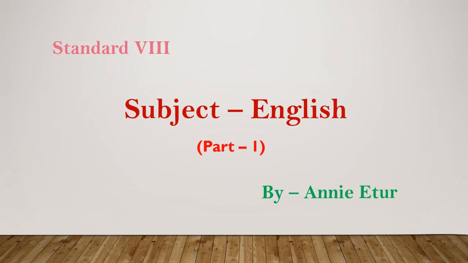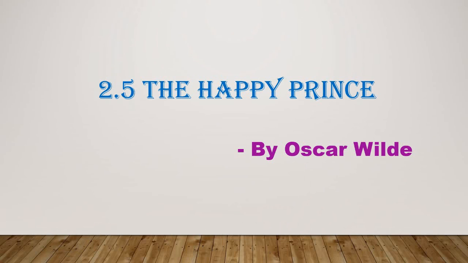The Happy Prince. Students, 2.5 The Happy Prince is written by Oscar Wilde. The story of the Happy Prince is an allegory. It is based on the theme that love and sacrifice are important values in human lives, and happiness comes to those who make others happy. Those who have compassion and concern get as much joy as those who receive their kindness and charity. So now let's get started with the lesson.